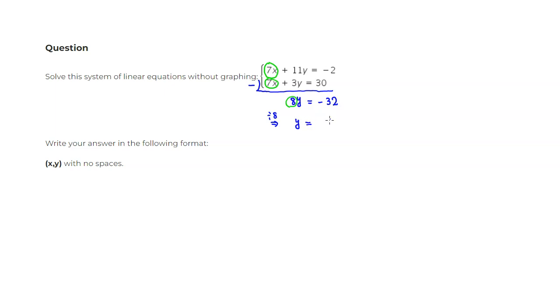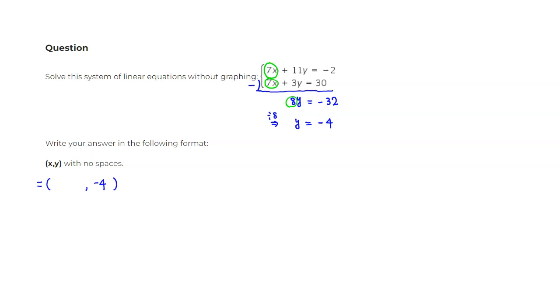So negative 32 divided by 8: a negative divided by a positive is negative, and 32 divided by 8 is 4. So we already know the y value. We know that the solution is going to be x comma y, and the y value we found out to be negative 4.